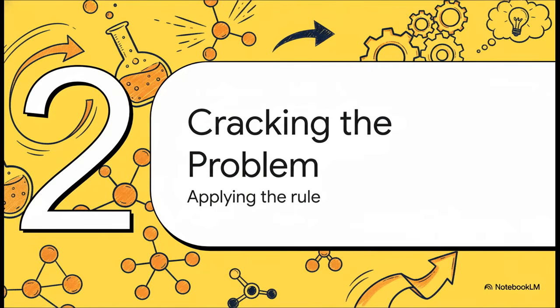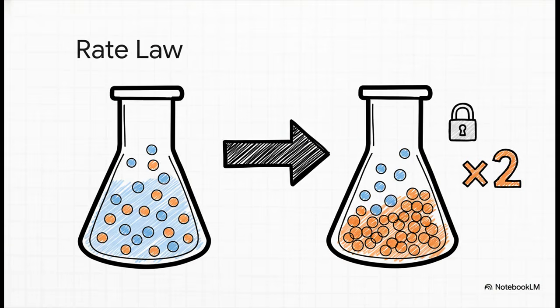All right, so now that we've got our rule book, the rate law, we can finally go back and tackle that original question. Let's put this thing to the test. We'll apply it to a real problem and see what shakes out. So here's the exact setup. We're given this rate law. Rate equals K times [A] times [B]. Simple enough.